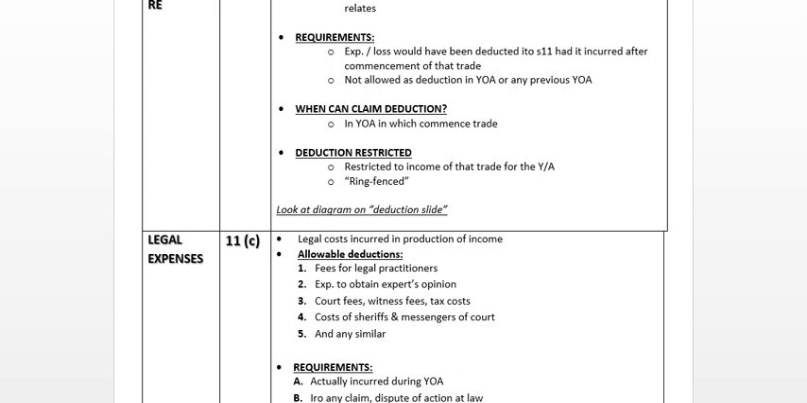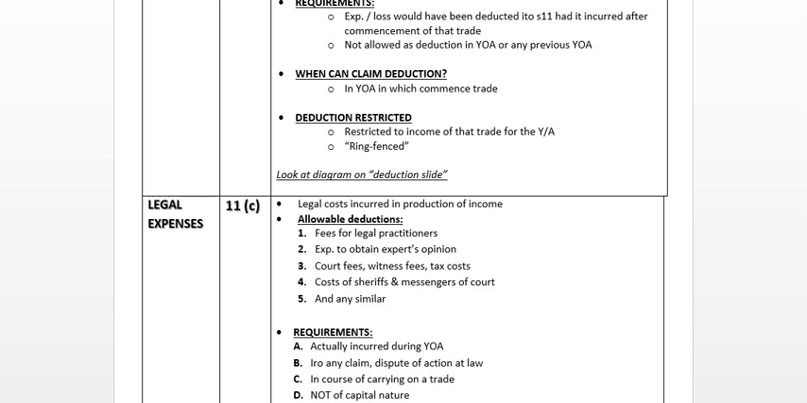Okay, so when can you claim this deduction? In the year of assessment when you commence this trade. It's restricted to the income of that trade for the year or part of the year, the ring-fence. We'll also go through that.